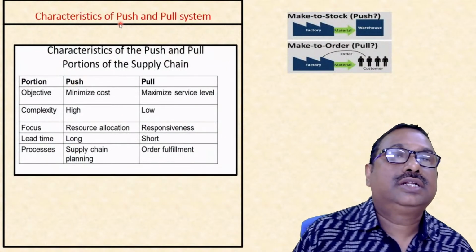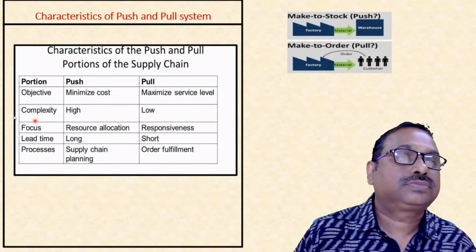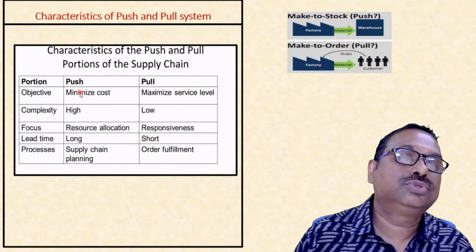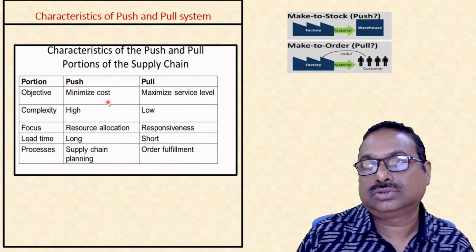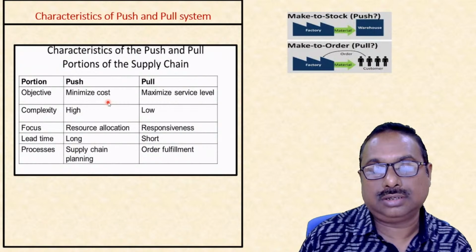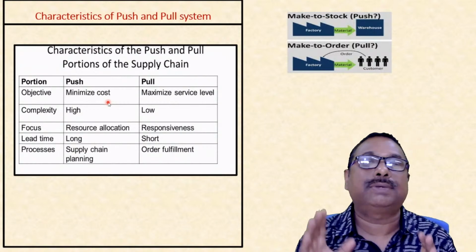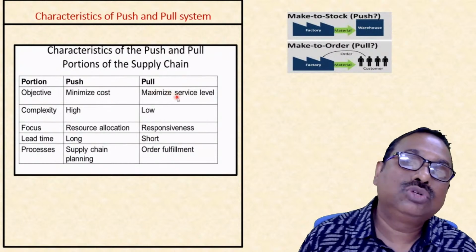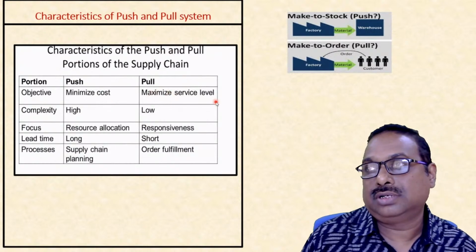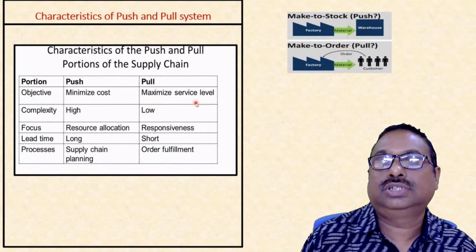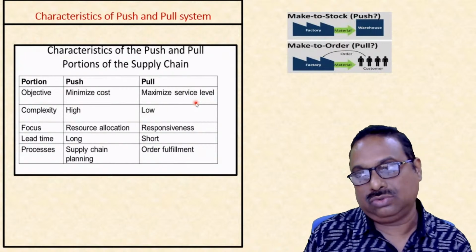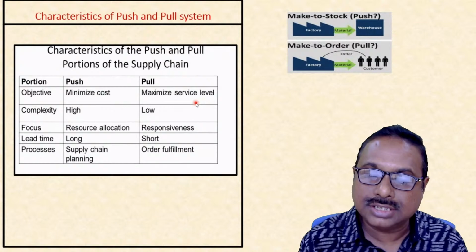So, characteristics of push and pull. The objective of push is to minimize cost. Why? What is the point here? Because of economies of scale, you are utilizing the capacity. But a pull system maximizes service level. It should be responsive. When the customer asks, you give it to them in the least time period.